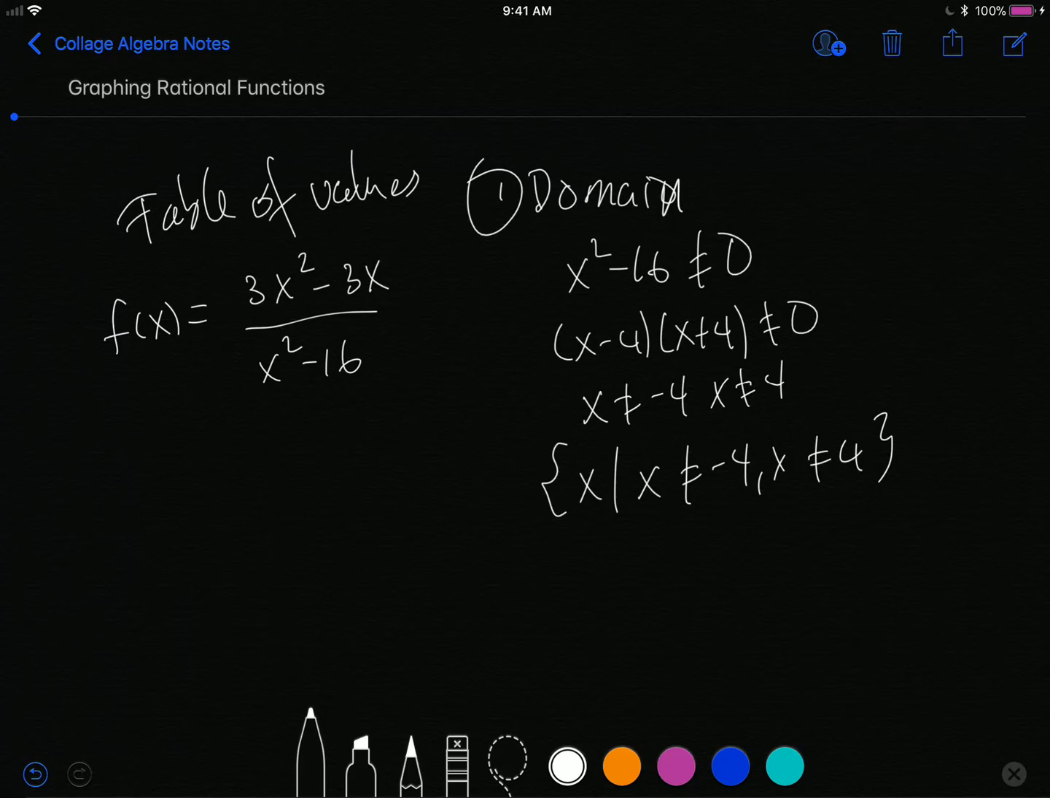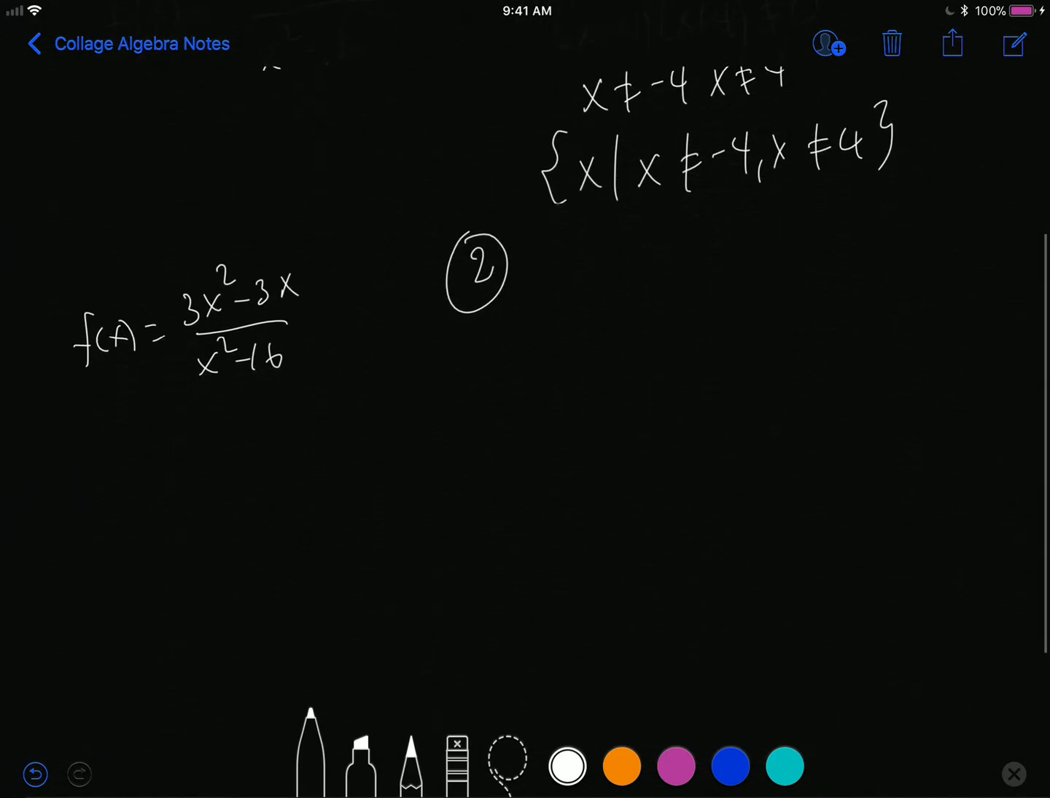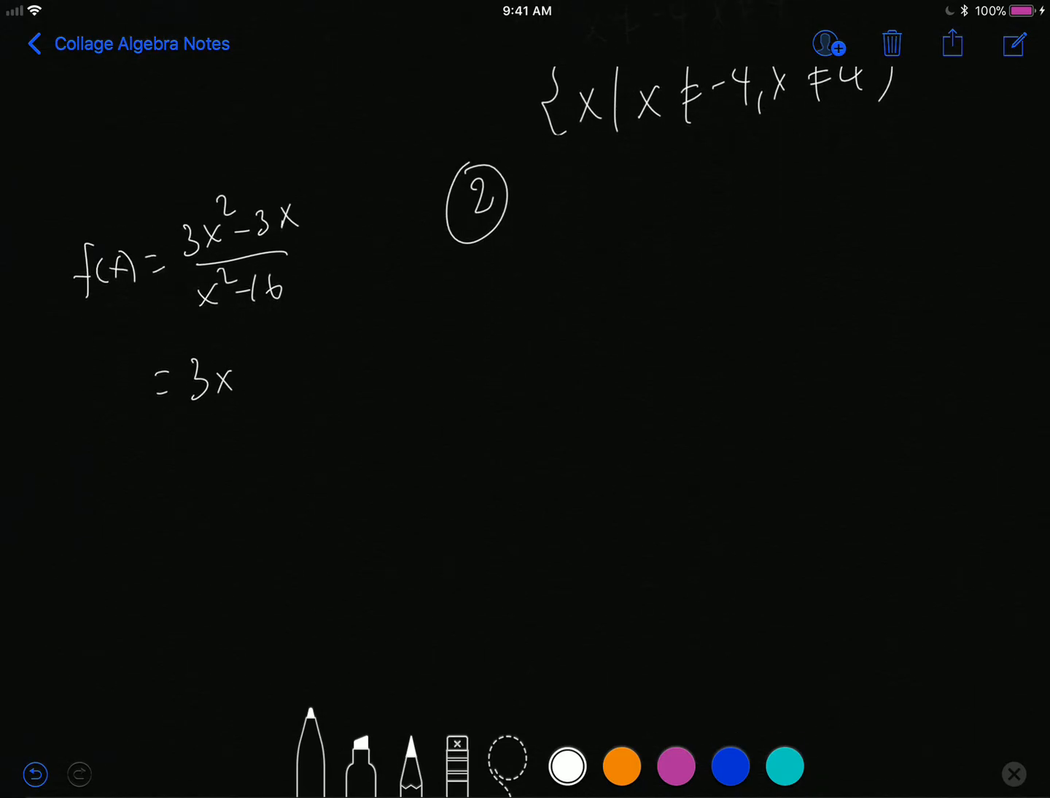Next thing you do is find the vertical asymptotes. To find the vertical asymptotes, you first have to factor the problem. So 3x squared minus 3x over x squared minus 16 becomes 3x times x minus 1 over x minus 4 times x plus 4. Now, what would you do? If there were any like factors, you would cancel out those like factors and reuse the reduced function for the rest of the problem.